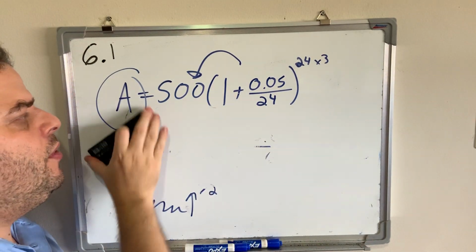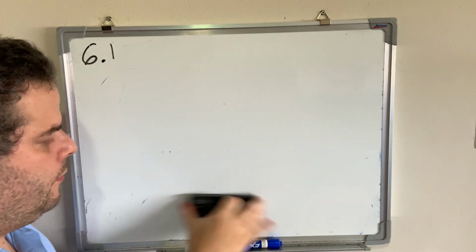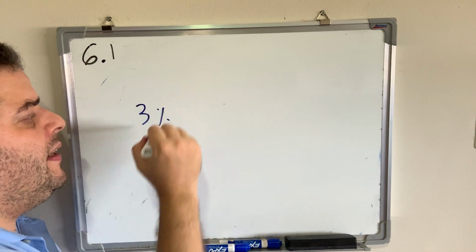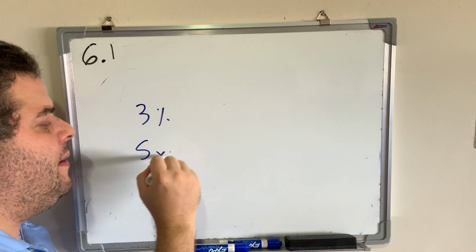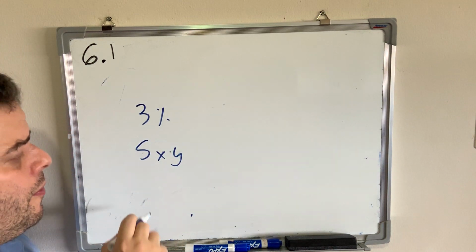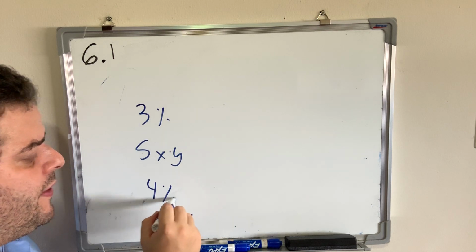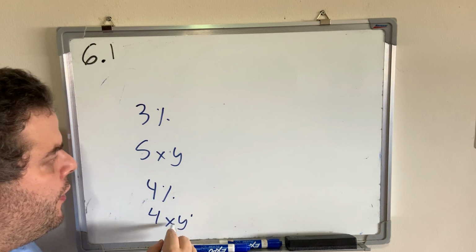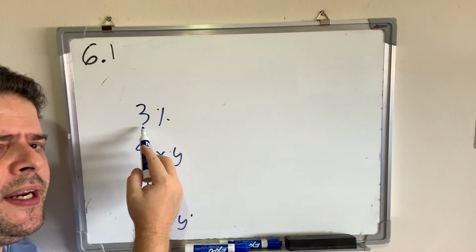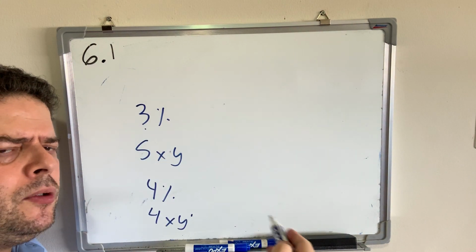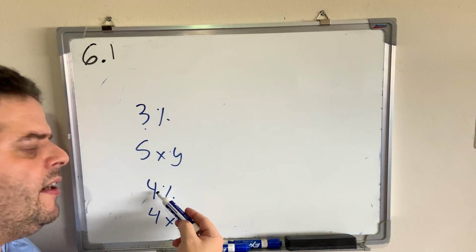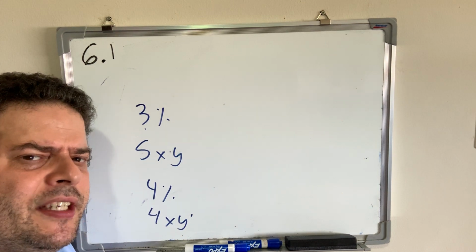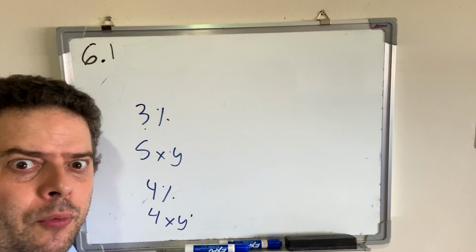But let's say they give you this example. You got a bank that gives you a 3% growth rate compounded 5 times per year. And you got another bank that gives you a 4% growth rate, but this one's only compounded 4 times a year. In this case, the interest rate is smaller, but it's compounded more often. In this case, the interest rate is larger, but it is compounded less often. How does that change things? Which bank would you use?